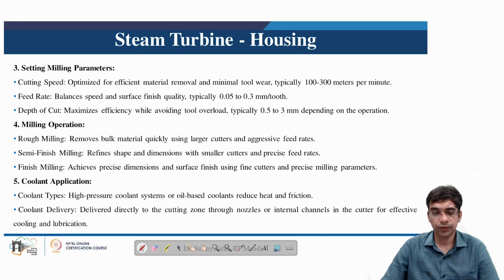Different types of coolants are used, especially in the case of machining steam turbine blades. High pressure coolant systems are used, and several oil-based coolants may also be used to reduce friction and heat in the machining zone. Coolant delivery is done directly into the cutting zone through nozzles or internal channels of the cutter for effective cooling and lubrication.